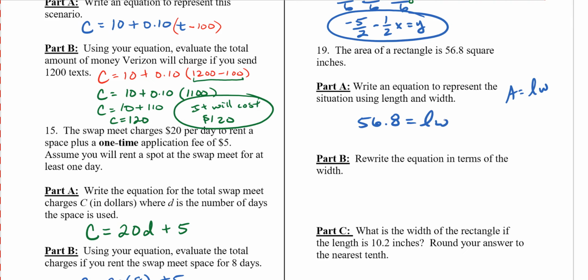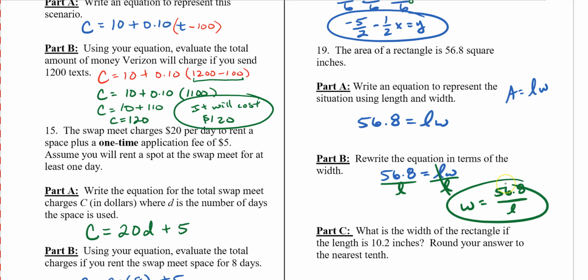Part B, rewrite the equation in terms of the width. So I'm going to solve this equation for W. To solve it for W, divide by W on both sides. Oops, sorry, not divide by W. Because we're solving for W, we want to divide by L. Those cancel. W is equal to 56.8 over L.